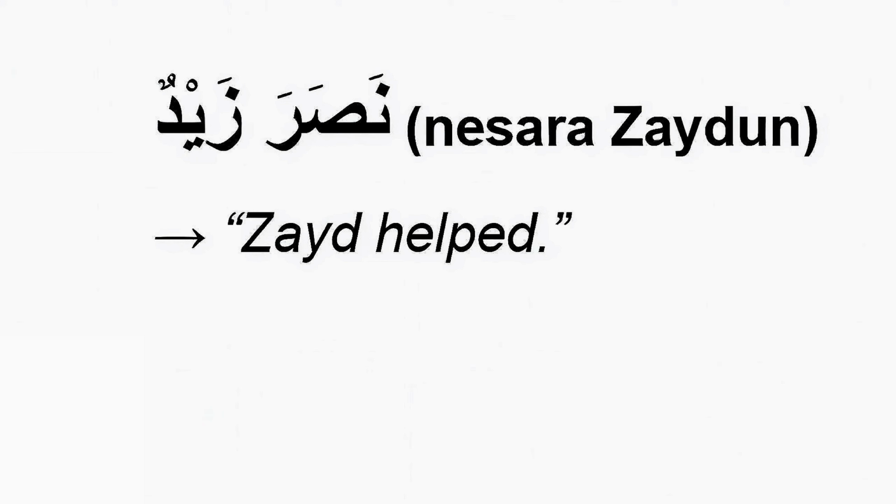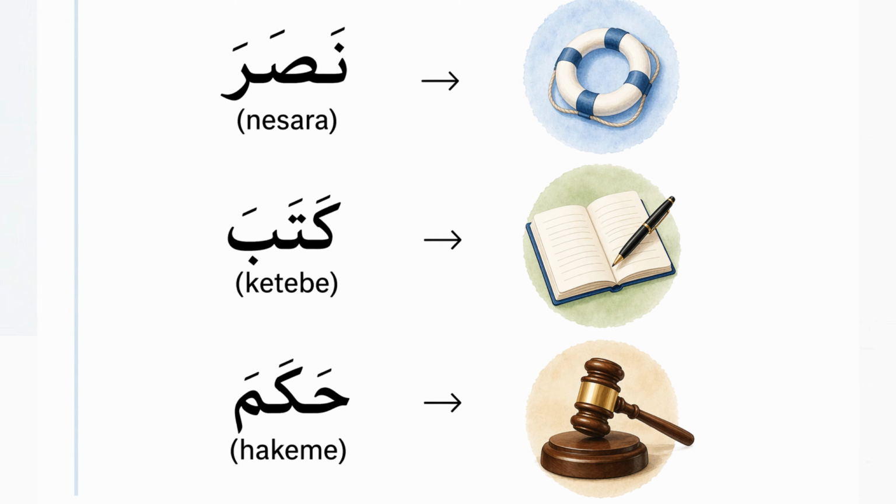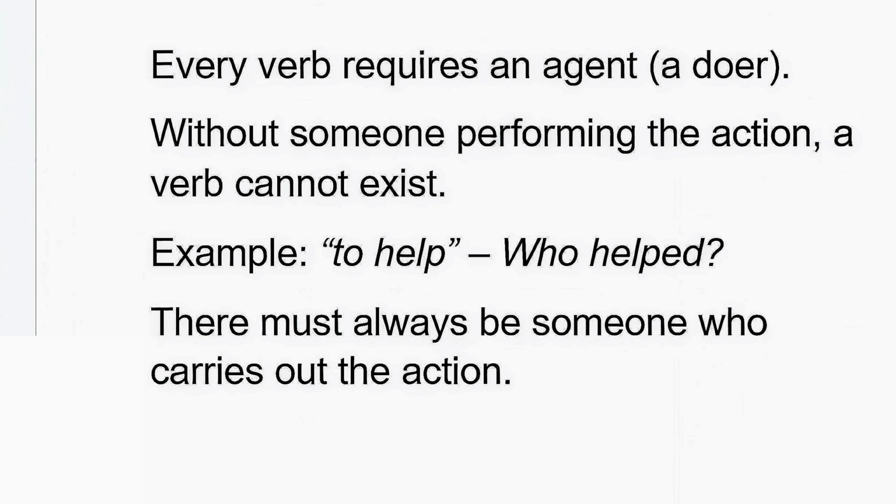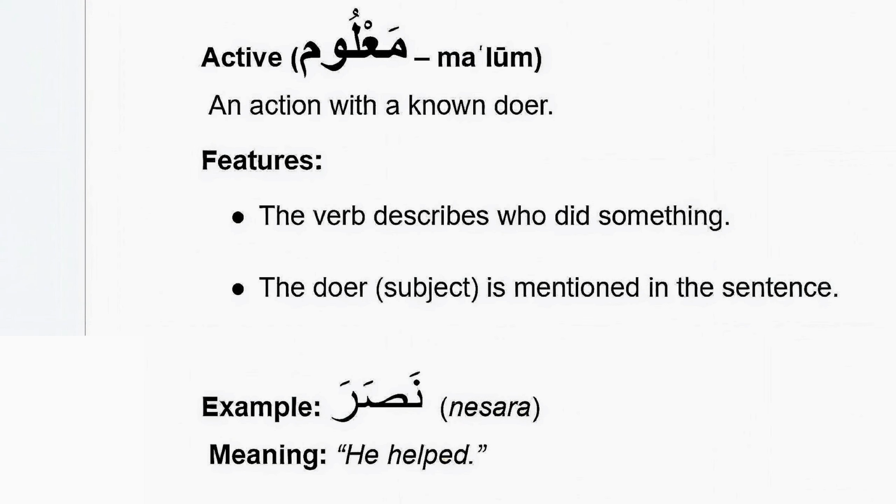Nasara Zayd. Zayd helped. It does not mean Zayd is helping now or Zayd will help, but rather Zayd helped. Some verbs express past tense, some present, some future. Nasara and similar verbs are past tense verbs. All verbs have a fa'il, doer, subject. A verb cannot exist without a doer. There must be someone performing the action. Nasara is in the ma'lum form, meaning the action whose doer is known.